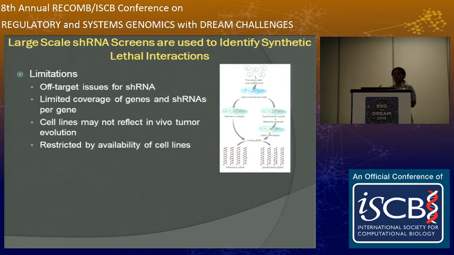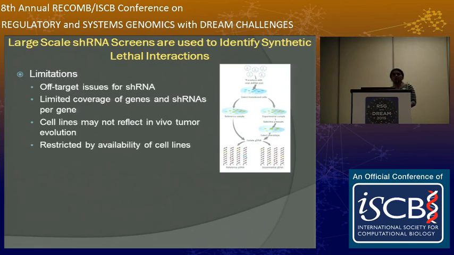So while this sounds conceptually very simple and desirable, there are several limitations. Some of them are technology limitations, like you could have off-target issues for the shRNAs. So you're not sure whether the phenotype you're observing is because of the particular gene that is supposed to be knocked down by the shRNA. And there are also other issues like limited coverage of genes. So most of these standard platforms don't actually have shRNAs to knock down each and every gene.